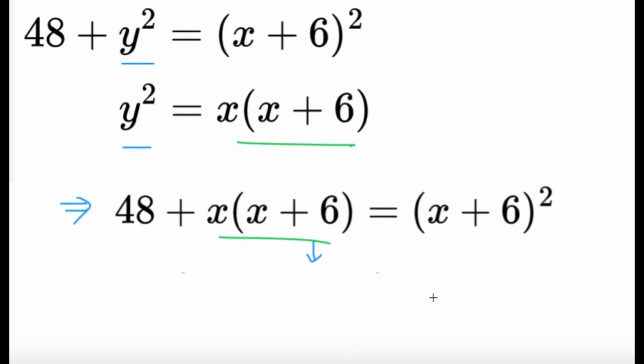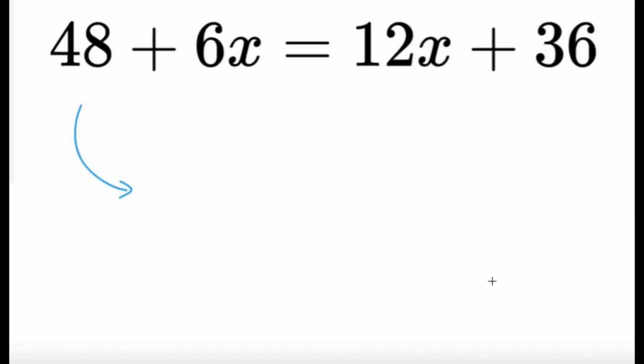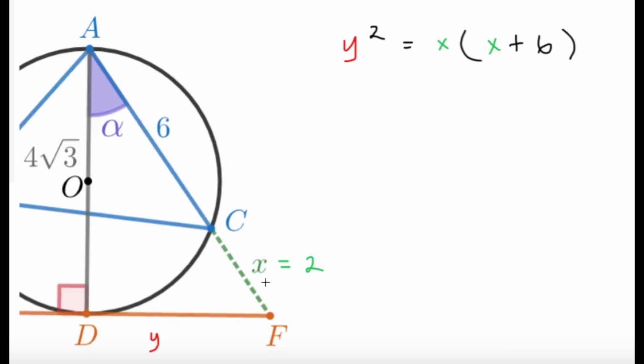And we can try to expand both sides, so we're going to get this. Apparently this is just an equation in terms of x, and we can do the cancellation here, the x squared, and it's just solving for x. So 48 plus 6x would be equal to 12x plus 36, and we can easily get from here that 6x would be equal to 12, and then x would be equal to 2. So we're done with getting CF.